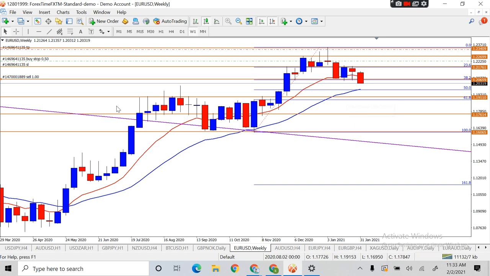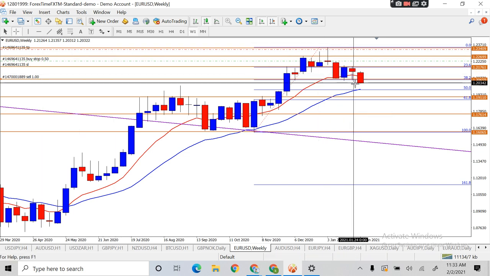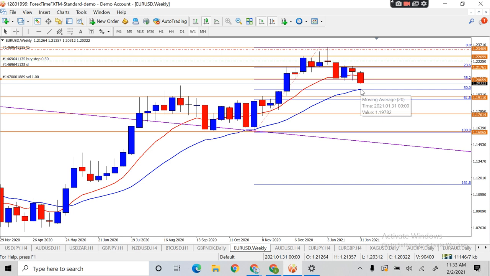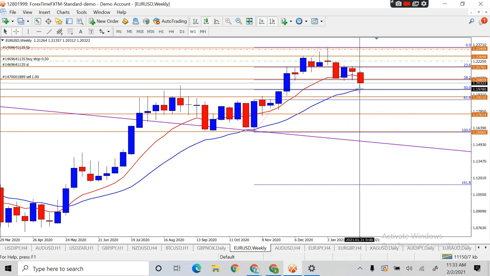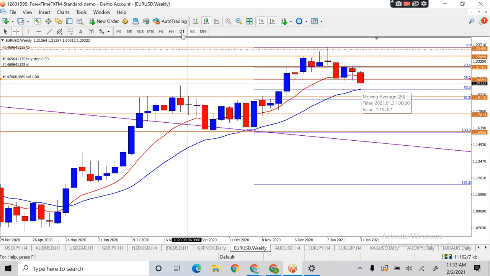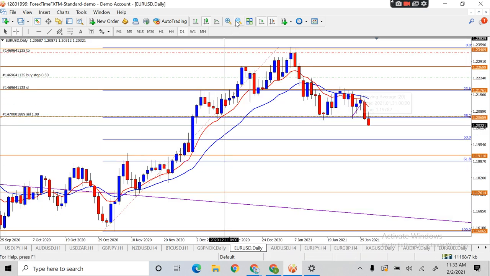So if you like 50 pips, it is a good time to buy. And let me go to a lower time frame to see. If I were to trade this, I would do an instant buy, and my take profit will be at the 50 fib, which will be 1.19803.